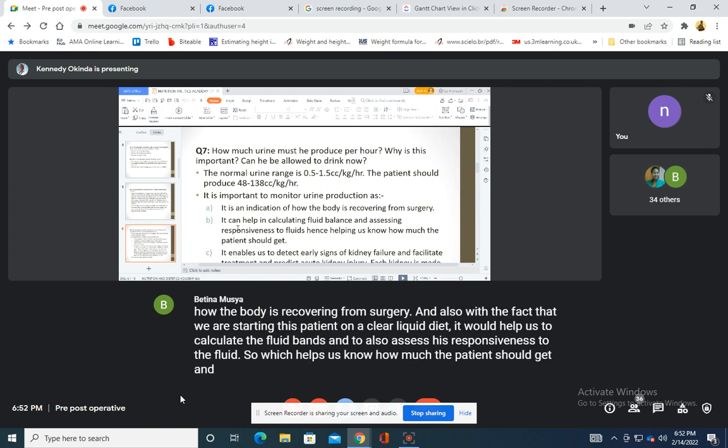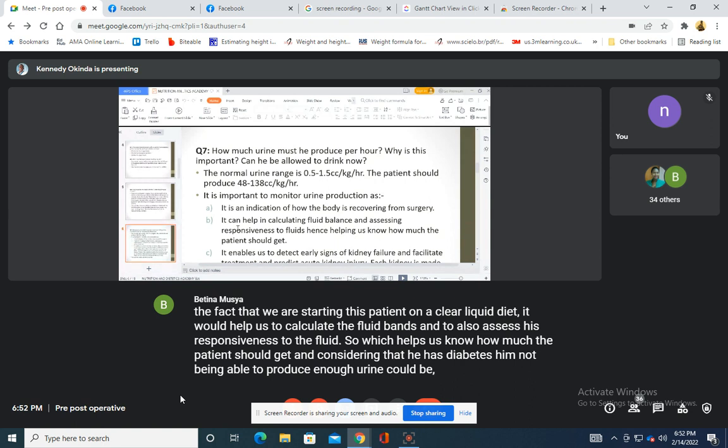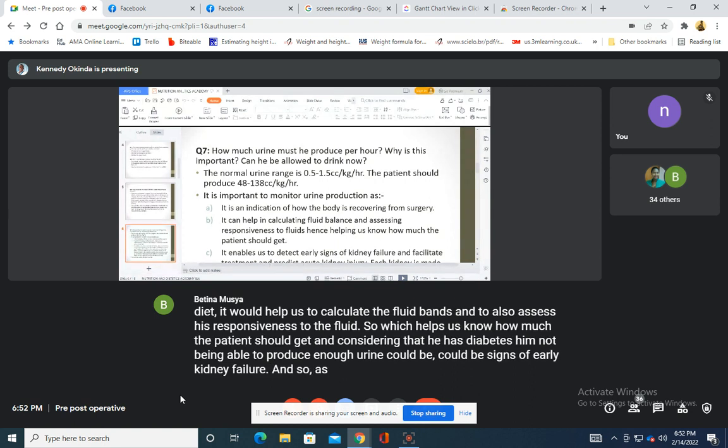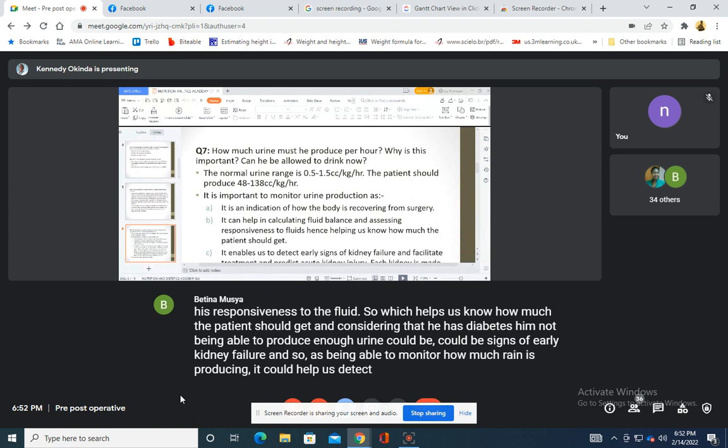Considering that he has diabetes, him not being able to produce enough urine could be a sign of early kidney failure. Being able to monitor how much urine he is producing could help us detect that and also start his treatment early.